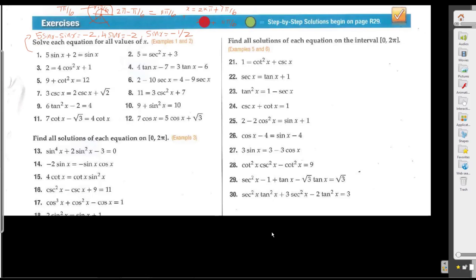So here the sine is periodic with period 2 pi. That's why you have x equals 2k pi plus 7 pi over 6, or 2k pi plus 11 pi over 6. And remember, tan is periodic with period pi. If it is tan, you will get k pi plus that angle.